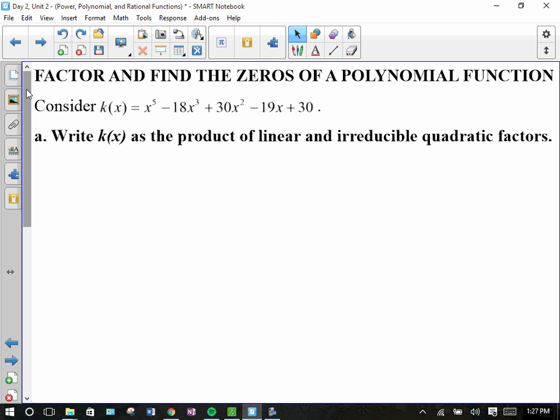Alright, so it says write k of x as the product of linear and irreducible quadratic factors. All irreducible quadratic factors means is get down to the point where you have linear factor, linear factor, linear factor, then some quadratic that can't be factored. Because if we get down to a quadratic function that can't be factored, there's a good chance it's going to have imaginary zeros.